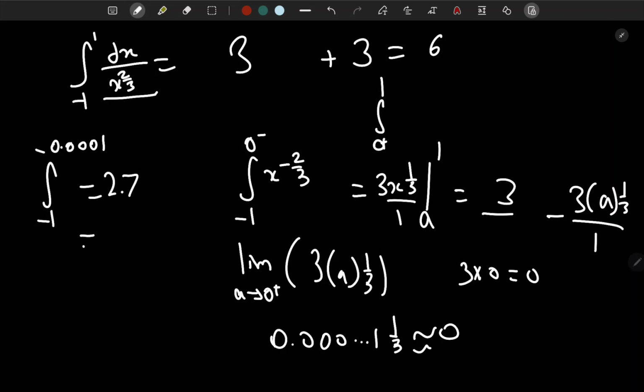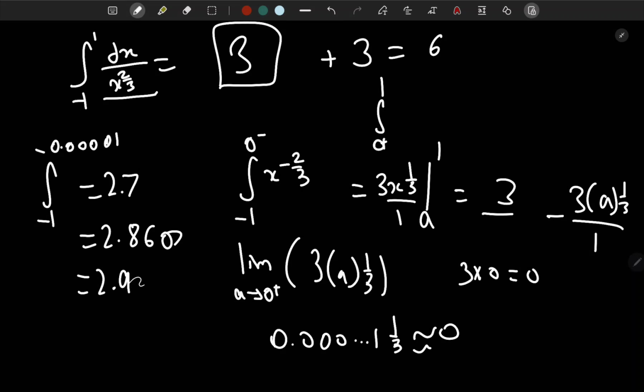So we got the answer of 2.8607. So now we can again increase it by one more zero. And we see the pattern here. We are approaching 3, by the way. So let me just try it with one more zero. So adding one more zero is giving me the answer of 2.93 something. So you guys can see that we are getting the answer of 3, and this will work the same for the other limit, which is from 0 plus to 1.